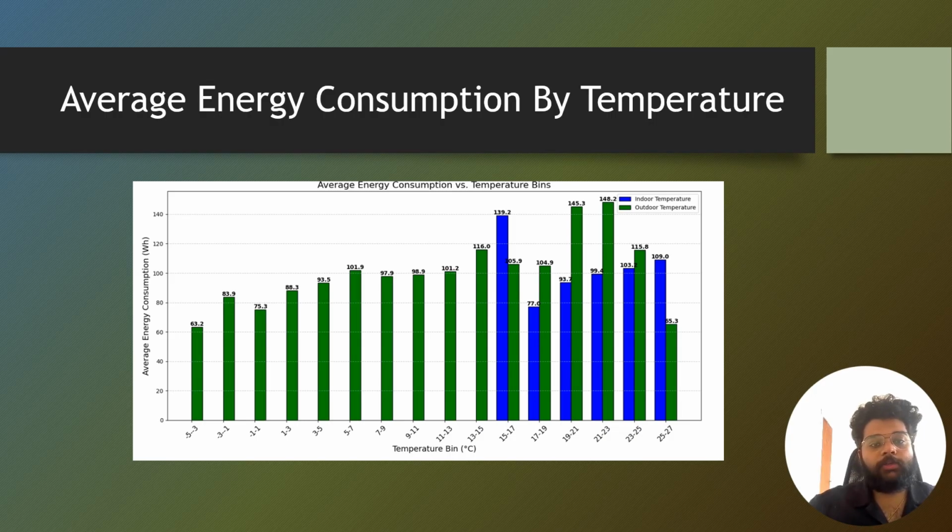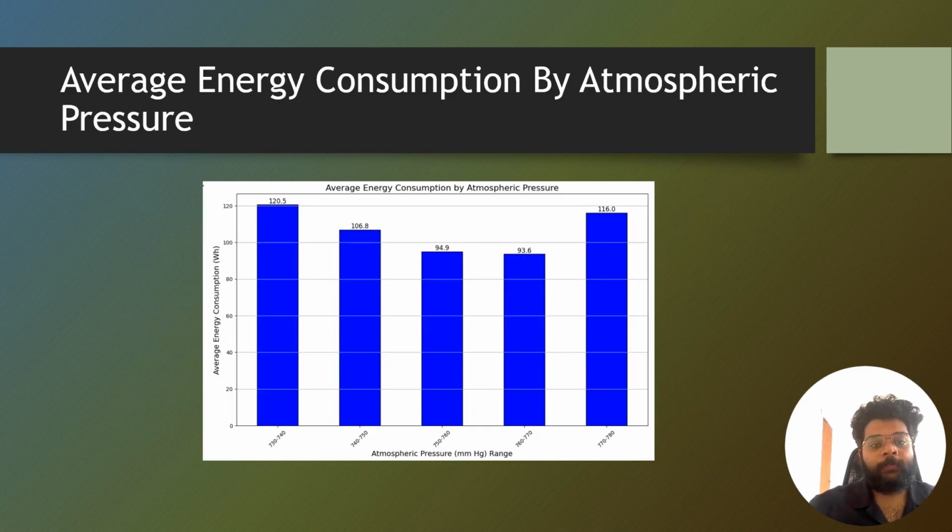This chart shows the consumption of appliances electricity with respect to indoor and outdoor temperature. The highest energy consumption is when the outdoor temperature range was 15 to 17 degrees Celsius, while the highest energy consumption is there in the indoor temperature range of 21 to 23 degrees Celsius.